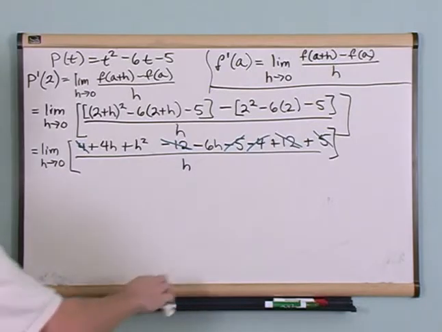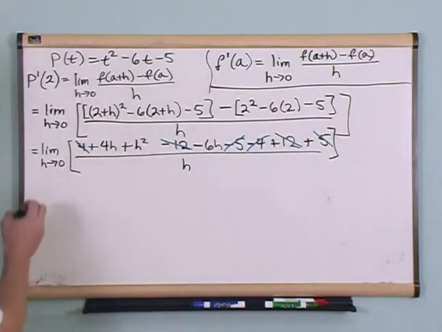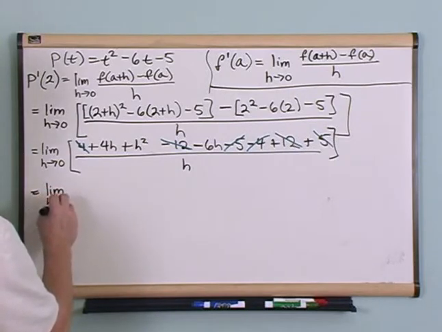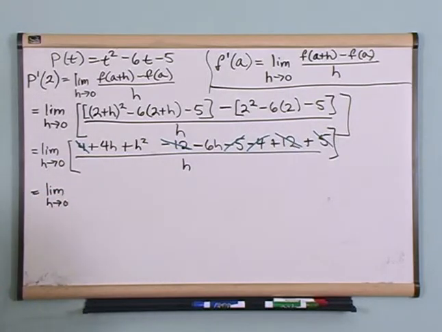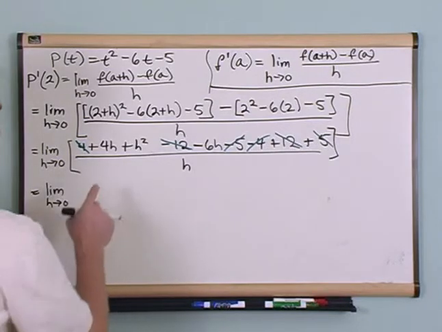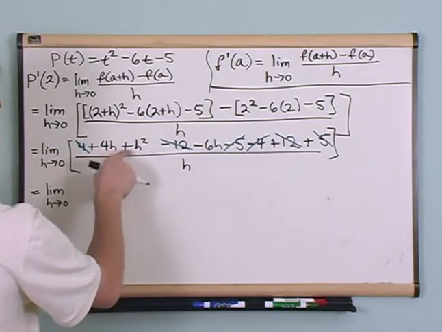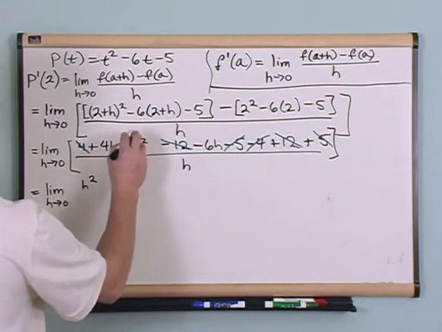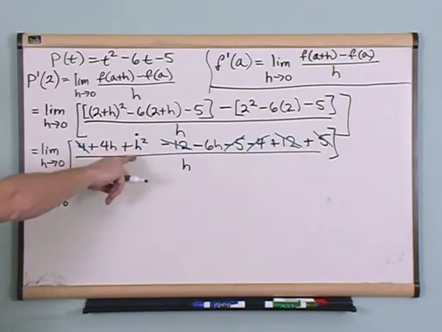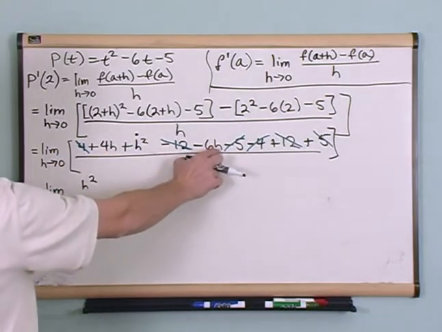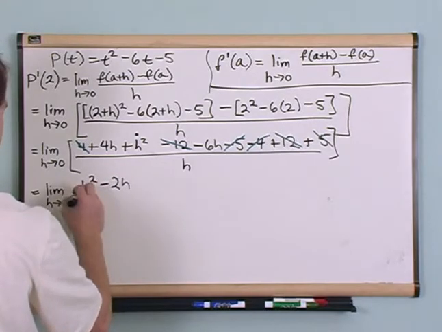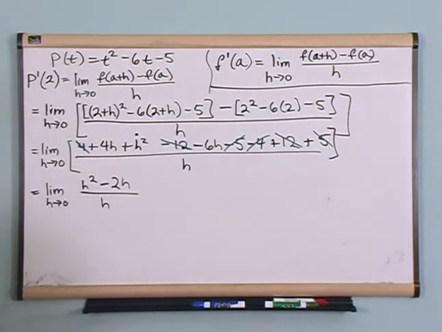So this suddenly looks not too bad. So then I'm left with the limit as h approaches 0 of what I have here, which is h squared. That's this term here, so I put a dot over it just so I know that I've dealt with that term. But I've got 4h minus 6h, so I've got a minus 2h here on top, and then I've got an h on the bottom. Okay?